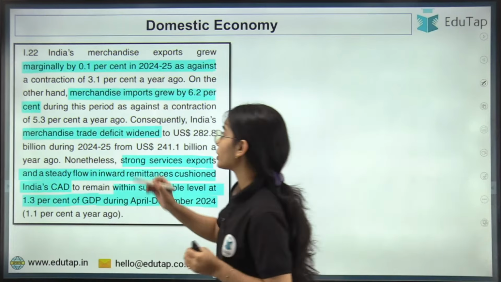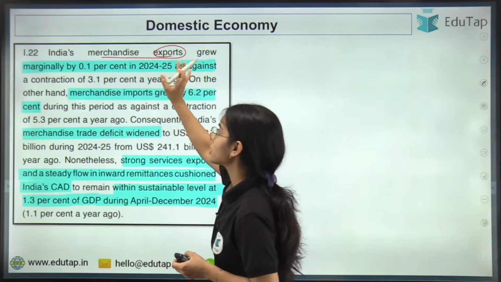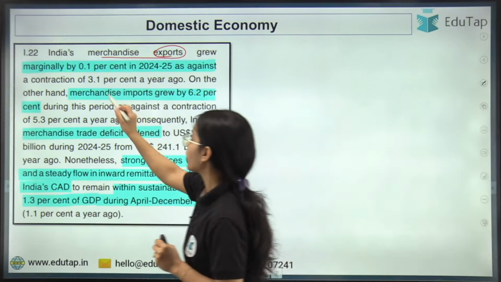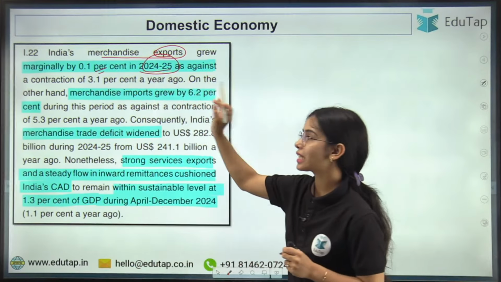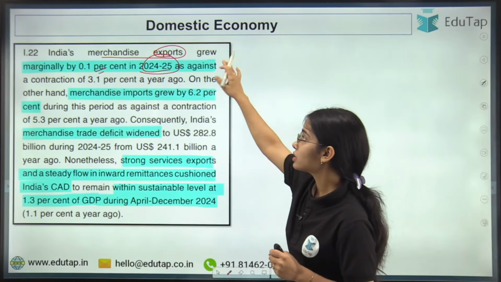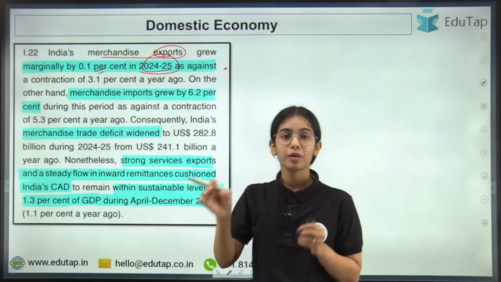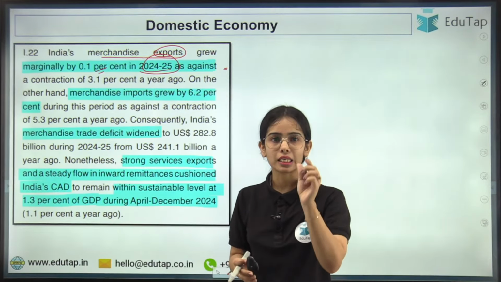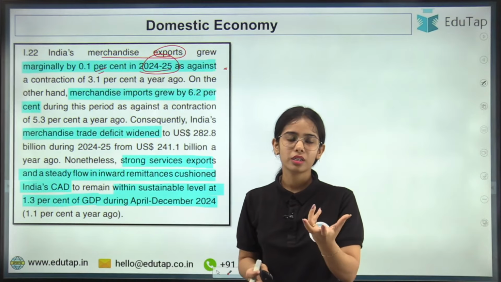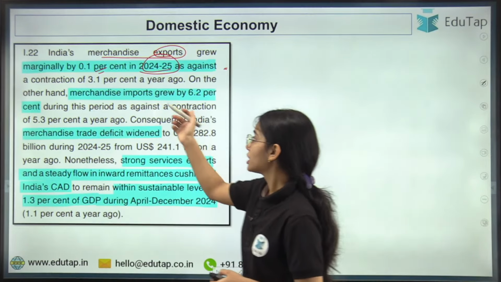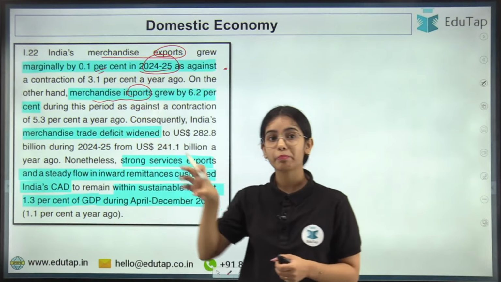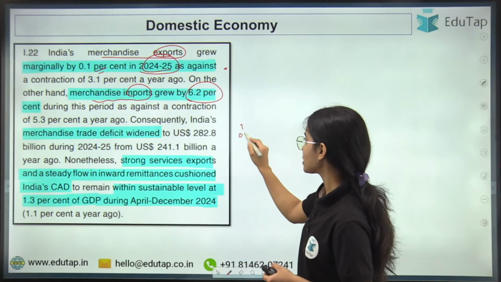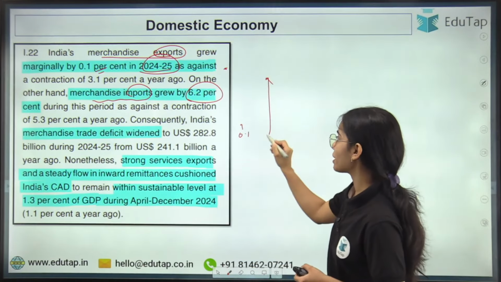Now coming to the trade. India's merchandise exports, that is the goods exports, grew marginally by 0.1% in 2024-25 as against a contraction, a decrease of 3.1% in 2023-24. Now they have marginally increased, 0.1% growth in goods exports. As compared to that, the merchandise imports, that is the goods imports, have grown by 6.2%. So exports are growing by 0.1% while imports are growing by 6.2%.